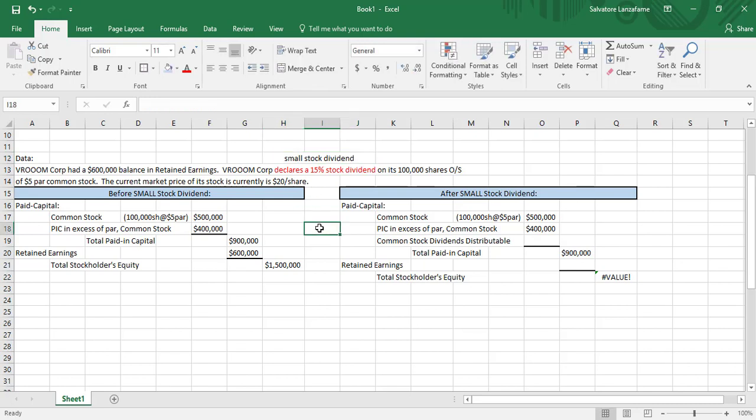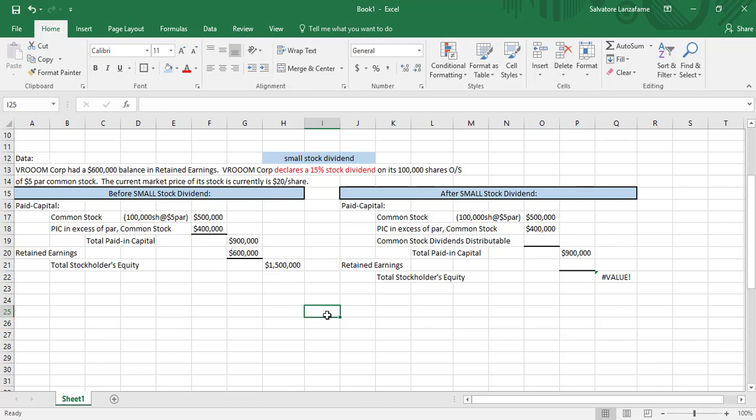So that's what told us it was small, because it was under 25%. Okay, so that's clue number one. Next thing we need to do is some math, and we need to figure out how many shares the company is actually giving to its stockholders.